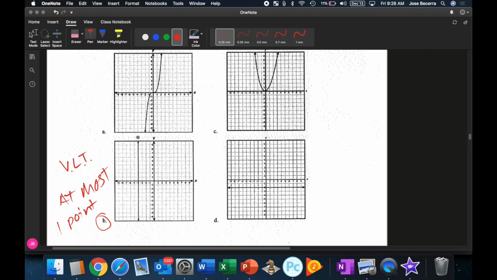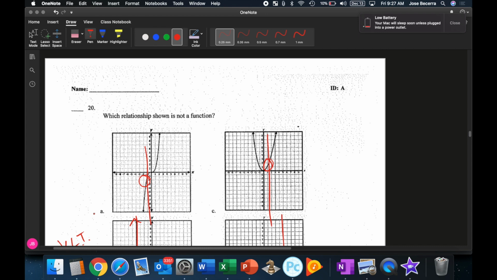So if I draw a vertical line test right here, it's always touching, right? So then does it pass the vertical line test? No. Here, it crosses once. Here, it'll cross once. And here, it'll cross once. So the answer is B. That is not a function.